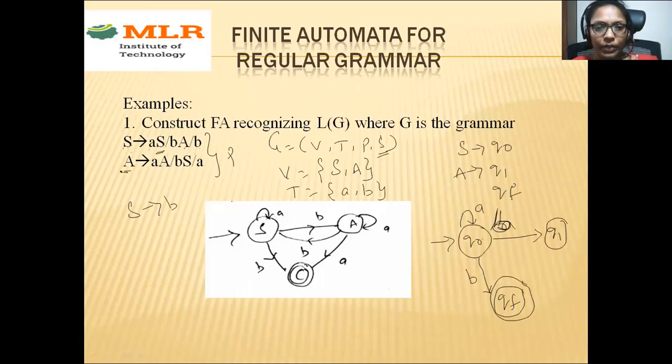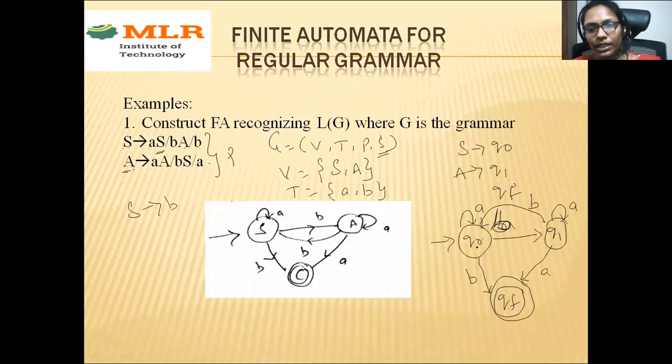Now coming to A, A is nothing but Q1. Q1 on A goes to Q1 itself. Q1 on B goes to Q0. Then Q1 on A will not go anywhere, which means on A it will go to the final state, right?